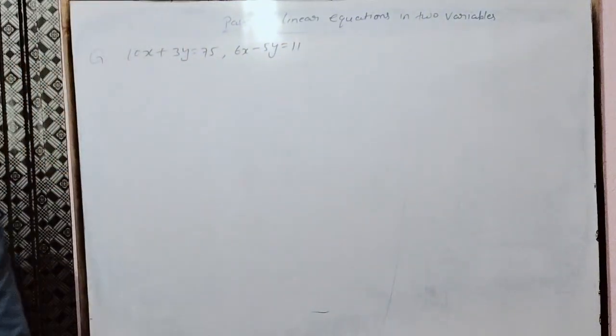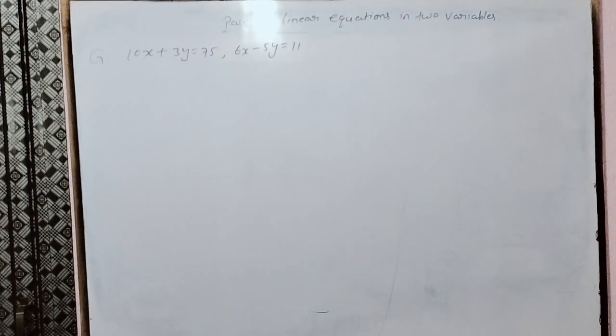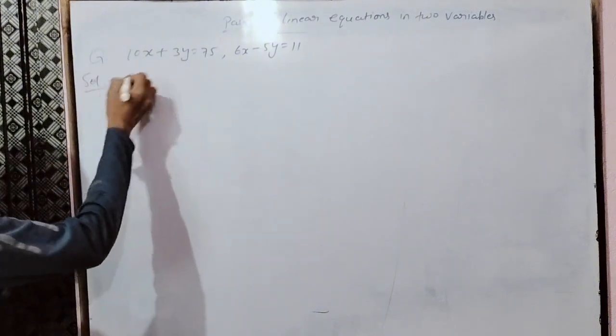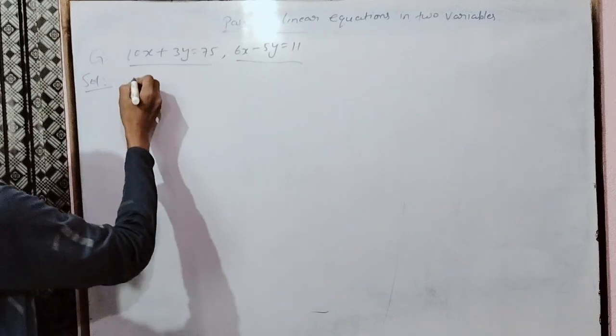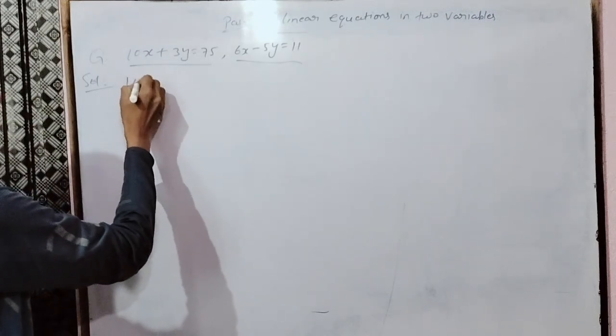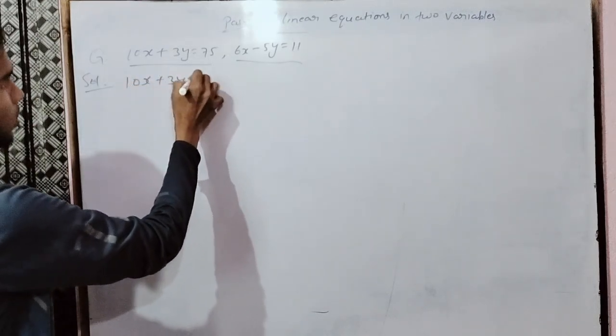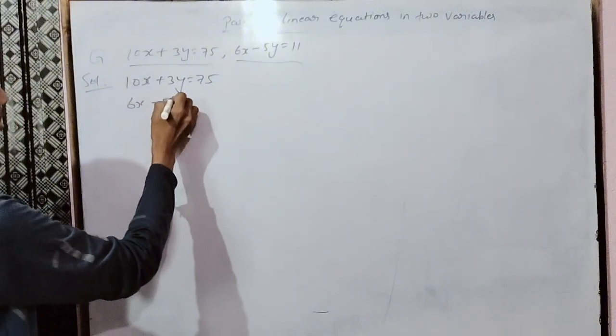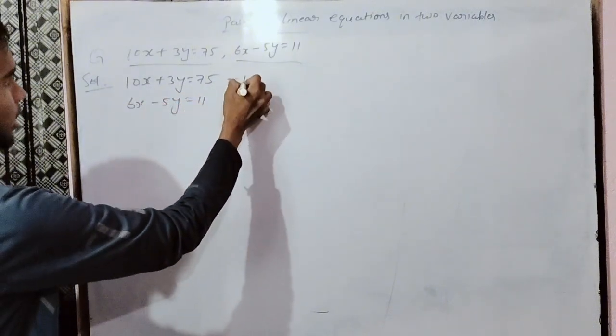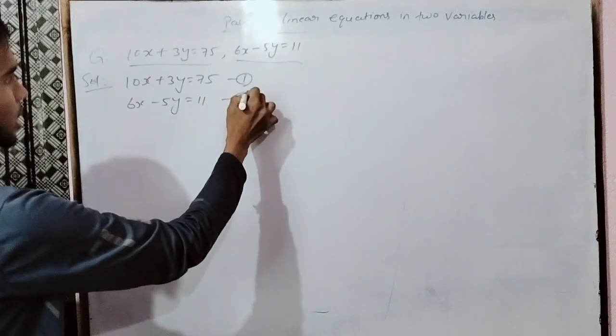This is the question and we have to apply the elimination method, as we know. We know how to apply the elimination method. So here we have this linear equation, 10x plus 3y is equal to 75, and the second is this. Okay, let's say this is the first and this is the second equation.